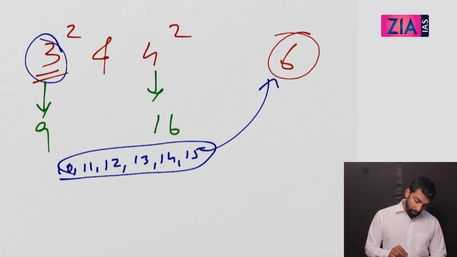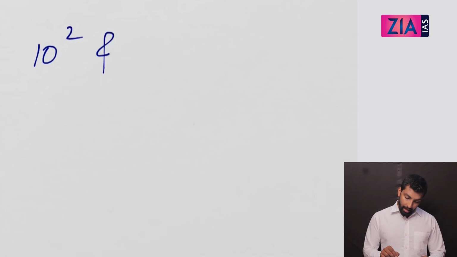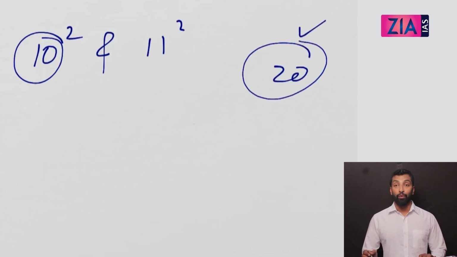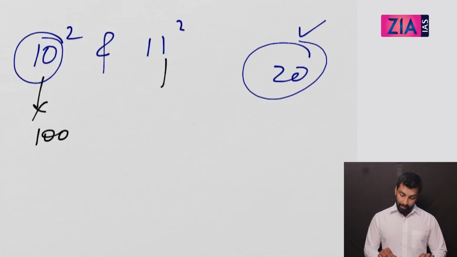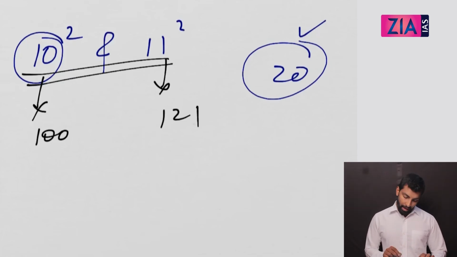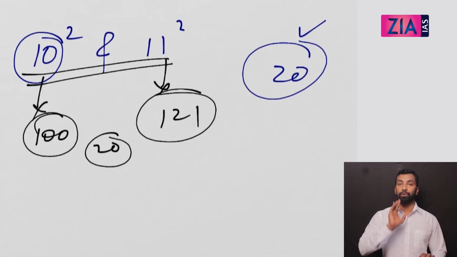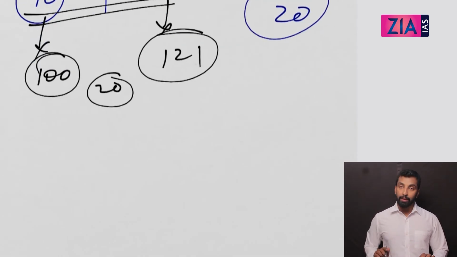So if I ask you 10 square and 11 square, how many numbers are there between them? Just take twice of this. So 20 is your answer. Now why 20? Because 10 square is 100 and 11 square is 121. Since these are smaller numbers, you can find the squares and write that 20 numbers are there between 100 and 121.